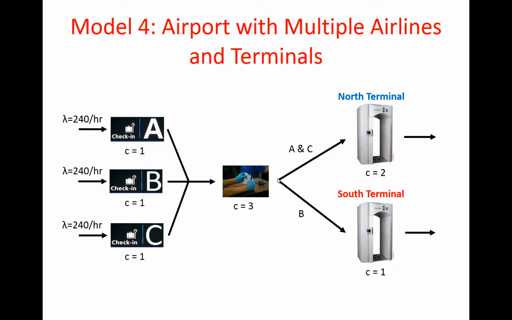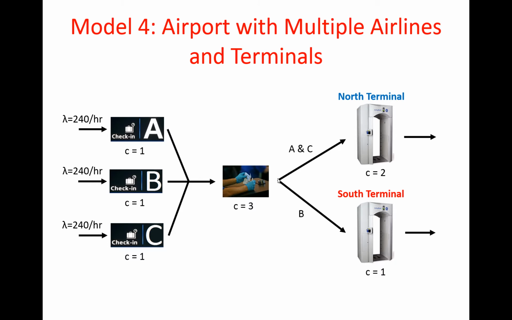Okay, so let's start building our model by putting the objects in the facility view. So we have our three source objects for each airline. We will have three check-in servers for the three airlines. Let me zoom out a little bit. And then we're going to have a single server object for the document check. And finally, two screening checkpoints for the north and the south terminals.